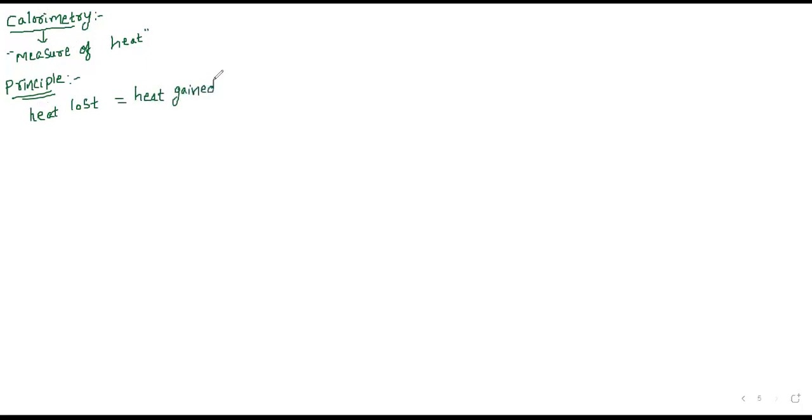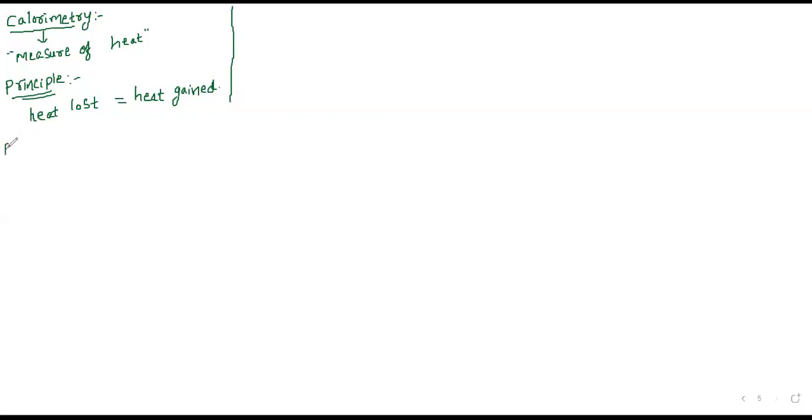Heat lost is always equal to the heat gain according to the concept of what? The principle of calorimetry. Please remember that. According to the principle of calorimetry, the amount of heat lost is equal to the amount of heat gain. That is the principle involved in calorimetry. We are going to use that principle in the case of measurement.